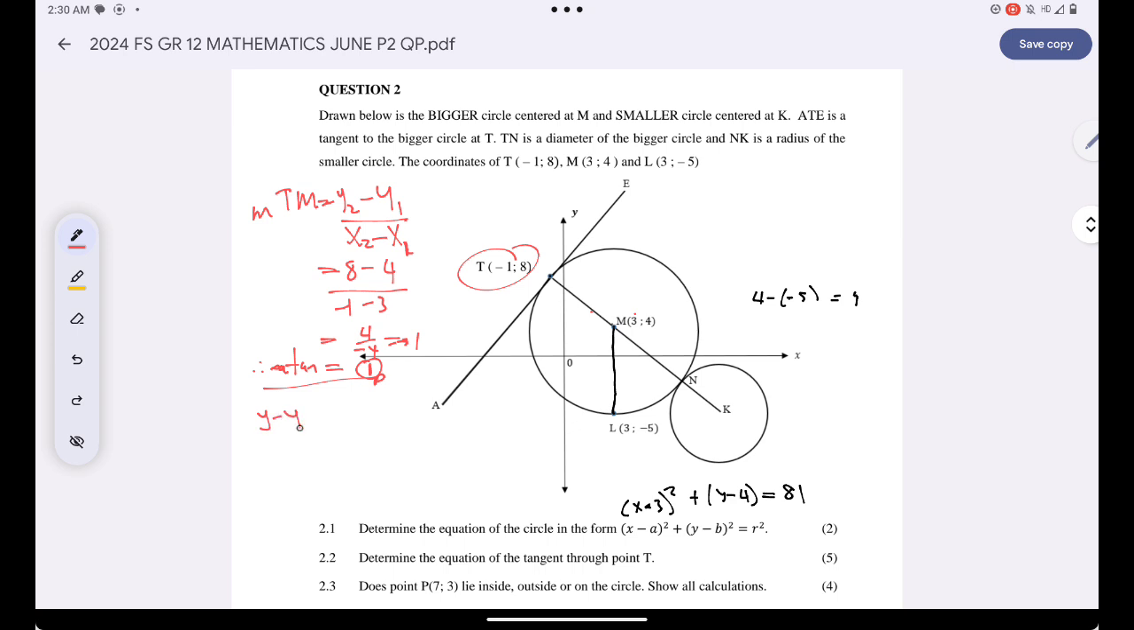Let's just say y minus y1 is equal to m times x minus x1, right? So y minus 8, the gradient is 1, the x is negative 1. Y minus 8 is equal to x plus 1. Y is equal to x plus 9. This is the equation of the tangent through T. Y is equal to x plus 9.